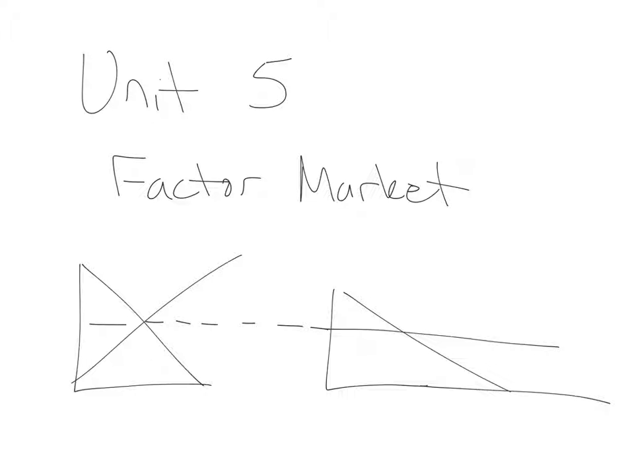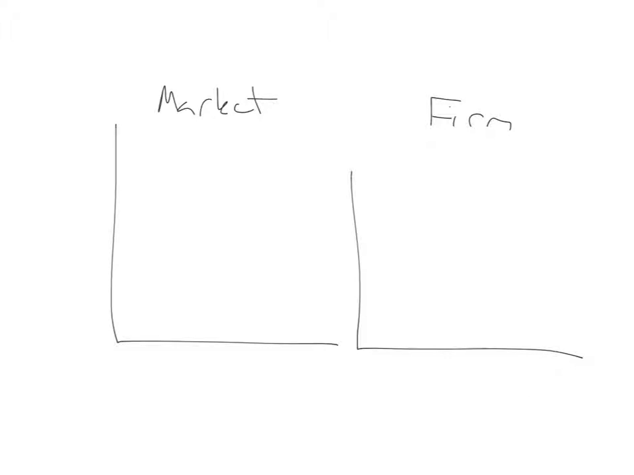Alright, so today we're going to go over the Unit 5 factor market. We're going to go over the wage and quantity of labor in the market, as well as the wage and quantity of labor in the individual firm. So first off, to understand the factor market, we have to understand there are two sides to this idea. On one side, you've got the market, and on the other side, you've got the firm.